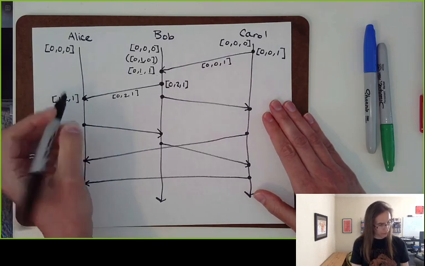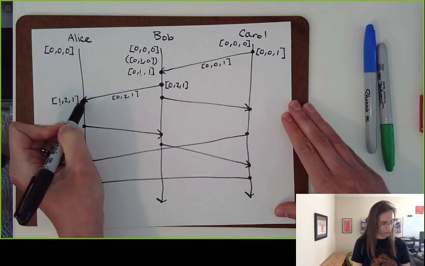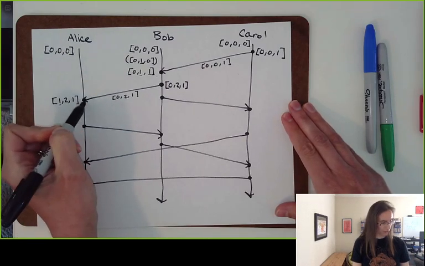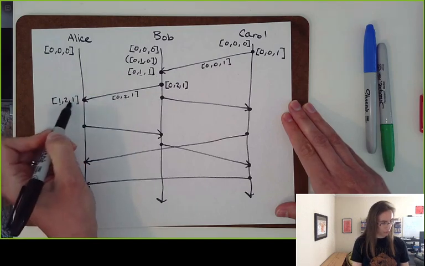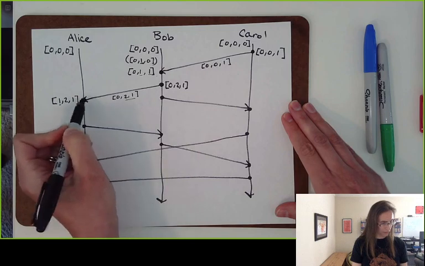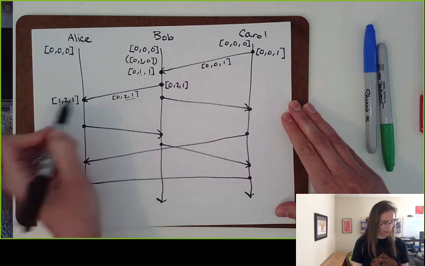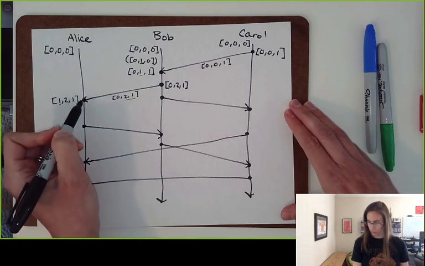Why is it 1, 2, 1? Because the 1 is because the increment for herself, right? Because she just received this message and that counts as an event. And then the 2 and the 1 come from this message that was sent along. And so that vector clock gets combined. We take the pointwise maximum of all the positions. So it's 1, 2, 1.